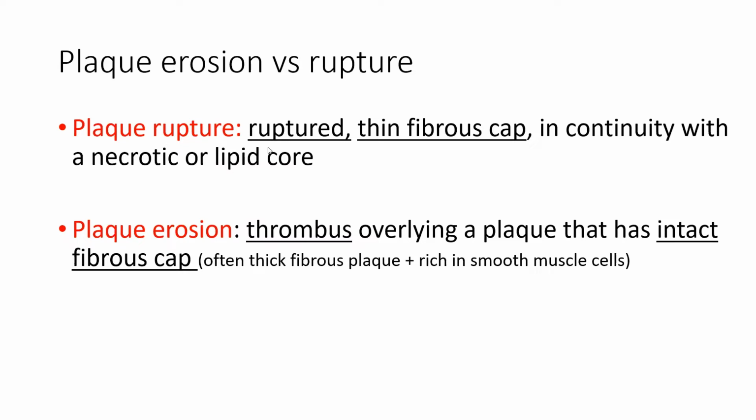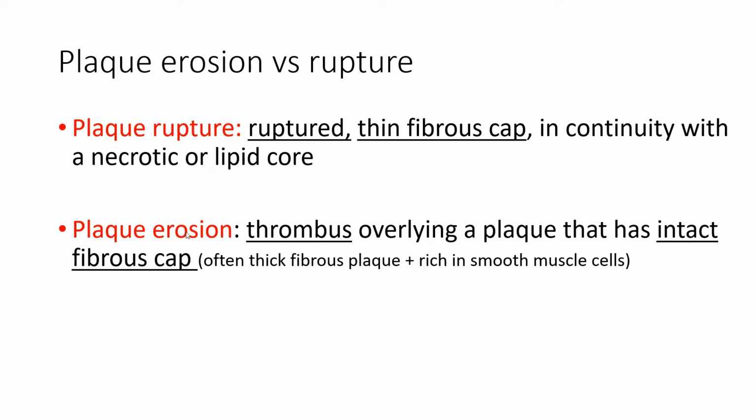So plaque rupture, which is the more common process in the coronary, is probably 70% of acute coronary syndrome. Erosion is probably 25%. Plaque rupture is a ruptured thin fibrous cap in continuity with a necrotic or lipid core. But the key idea is that there is a ruptured thin fibrous cap.